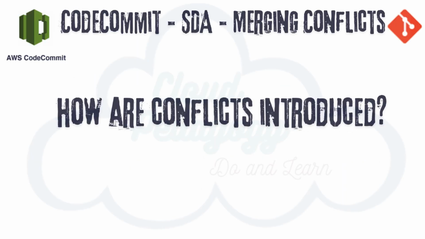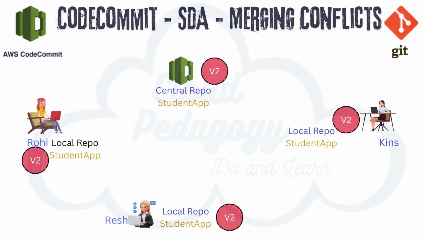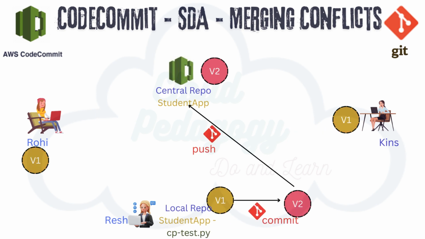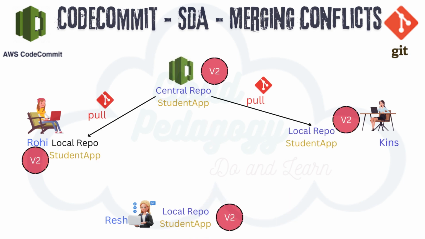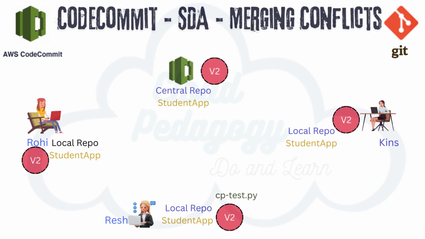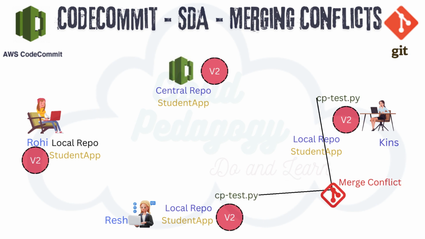Alright, so how are conflicts introduced? Well, if we recall from the last lab, everybody was on version 2, where Rishi created a cptest.py file, committed and pushed into the central repository. And then both Kins and Rishi did a pull and everybody is on the same page. Let's say that Rishi edits the cptest.py file, meanwhile Kins is editing the same file as well. And what happens if they are editing the same lines of the code? Well, there is going to be a conflict and it is unlikely that the changes they make are going to be exactly the same. So whose changes do we accept? So that's how conflicts are introduced and we will see how we have to resolve these conflicts.